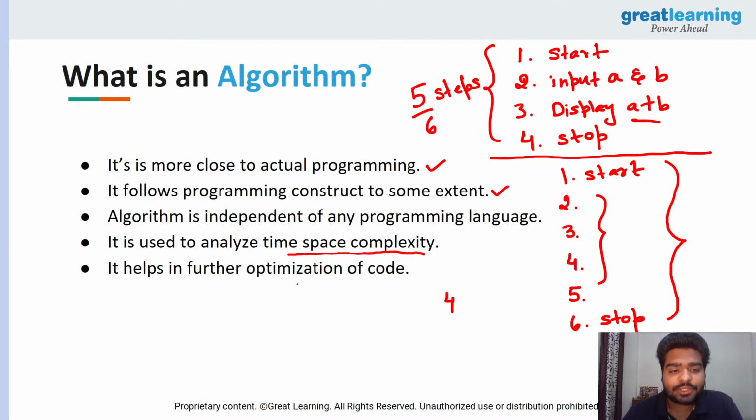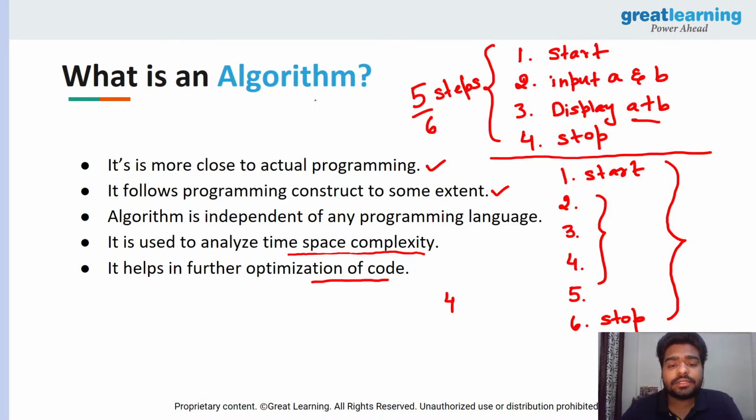Okay, what about the last one? It helps in further optimization of code. That means it gives you a better explanation of what you need to do when you're writing code. Just imagine that I am giving you one problem. I'm saying that you have to write a program to find the prime numbers from 1 to 100. What will you do? You will directly start writing the code. And once you start writing the code, you will get stuck in the first line itself. It will happen, right? Because you are a beginner in coding. You don't know exactly what to begin with.